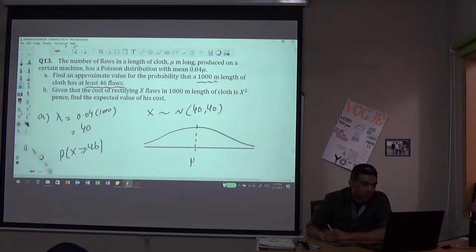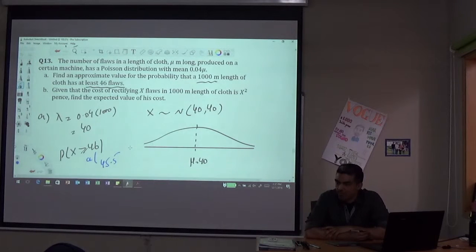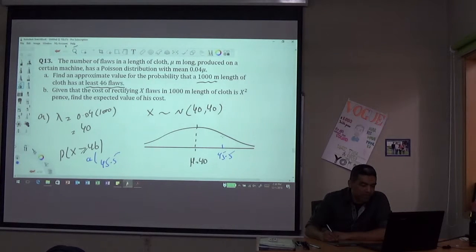Greater than or equal to 46 would become 45.5 after continuity correction. We start from 45.5. You all okay with that? So you start from 45.5 and you go ahead. So basically we are searching for the tail area this time. Whatever the table gives you, we will do 1 minus, because the table always provides you with the body area.